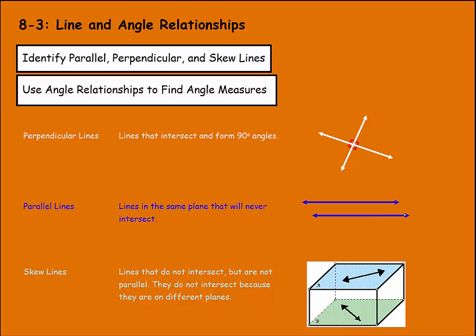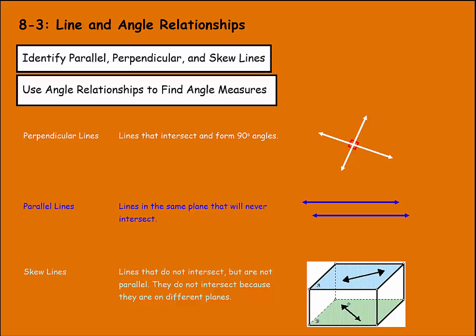So these could go on forever in this direction, and they would never touch because they're not getting any closer or any farther away from each other. Same thing with this direction. So that's what parallel lines are. Skew lines are a little bit different. They don't intersect either, but that's not because they're traveling parallel.